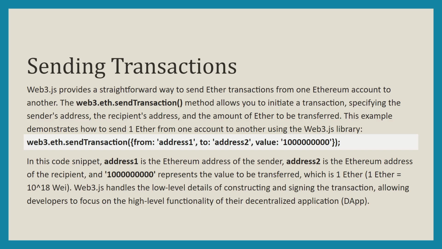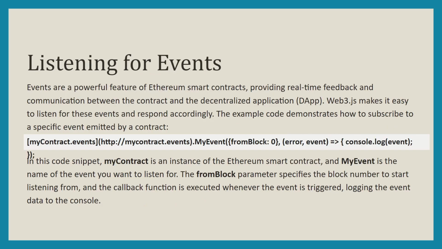So again, explanation. Address1 is the Ethereum address of the sender. Address2 is the Ethereum address of the recipient. And 10 to the power 9 represents the value to be transferred, which is 1 Ether. 1 Ether is 10 to the power 18 Wei and 10 to the power 9 Gwei. I have put it in Gwei because I didn't want to write the 18 zeros of Wei, so I just wrote it in Gwei. Web3.js essentially handles the low-level details of constructing and signing the transaction, allowing developers to focus on the high-level functionality of their decentralized application.